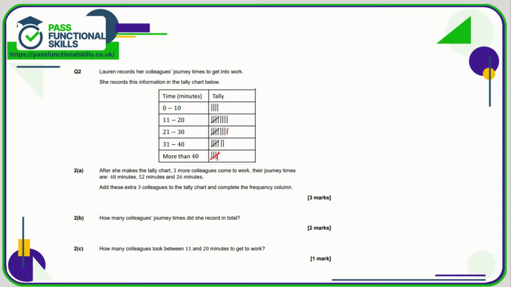Well, let's just do another column here for the total frequency. So here is 4, here is 9, here we've got another 9, 5, 6, 7 and 5. So all we need to do is add these together. We can use a calculator if we want. 4 plus 9 plus 9 plus 7 plus 5, that comes to 34. And how many took between 11 and 20? Well, that is a total of 9 colleagues.